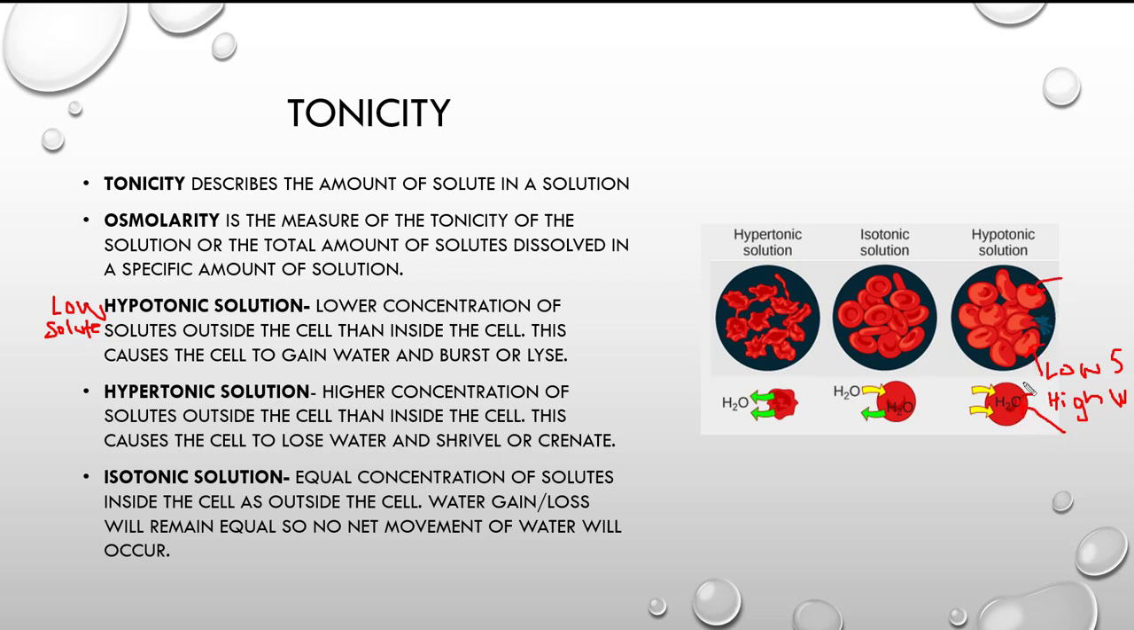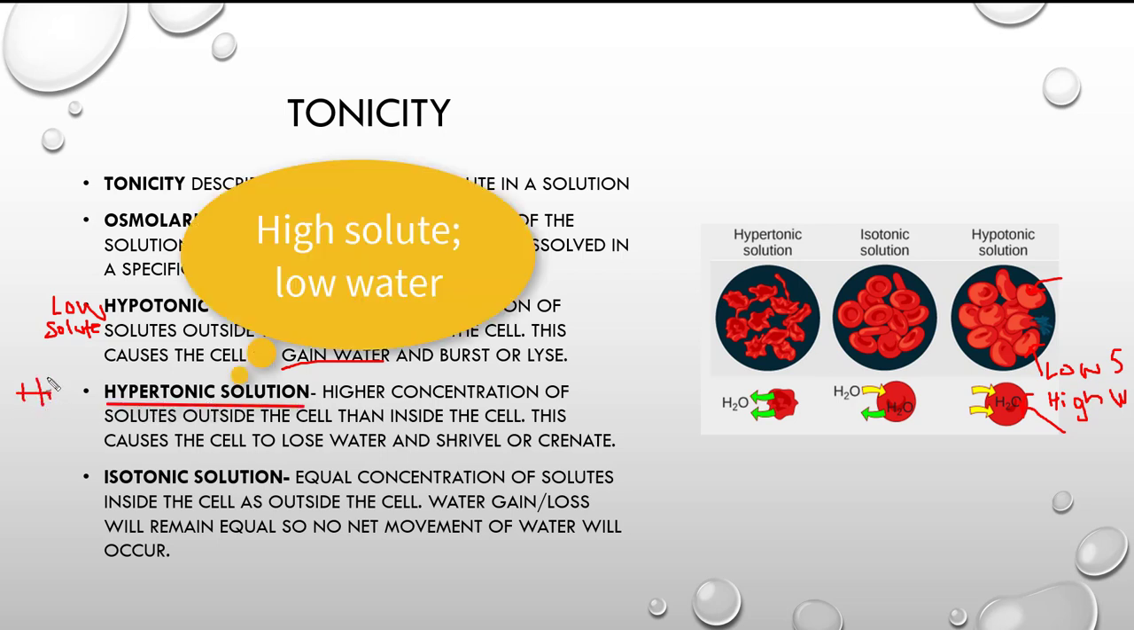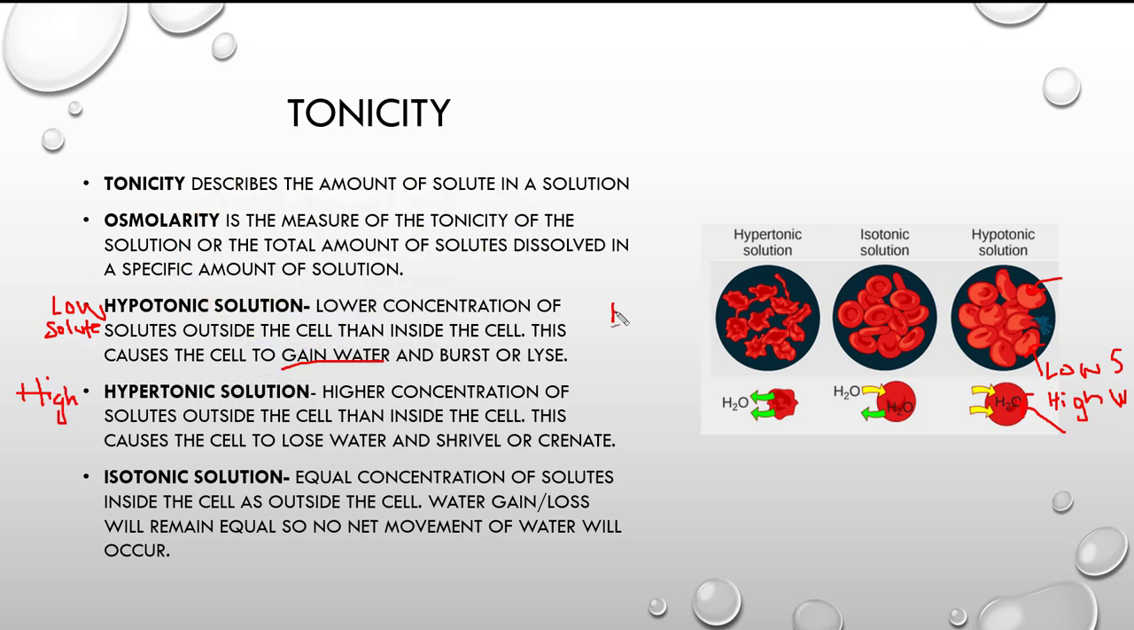So what happens is the cell is going to expand and it's going to gain water. And with our human cells, what can eventually happen is that they can gain so much water that they burst, or the technical term is that they lyse. Okay, so that's what happens in a hypotonic solution. Now the opposite is a hypertonic solution. So think hyper as high solute.